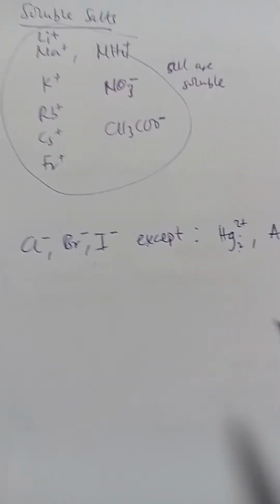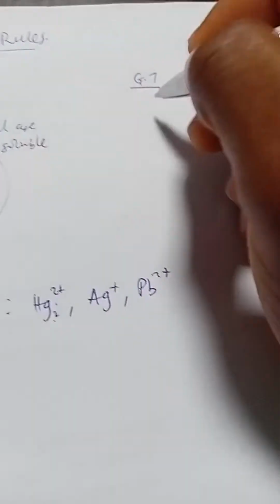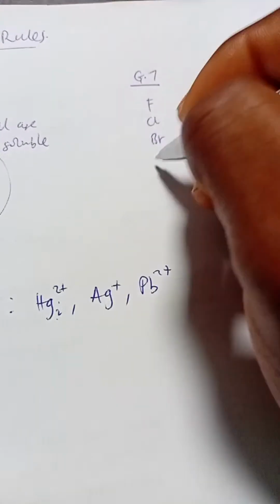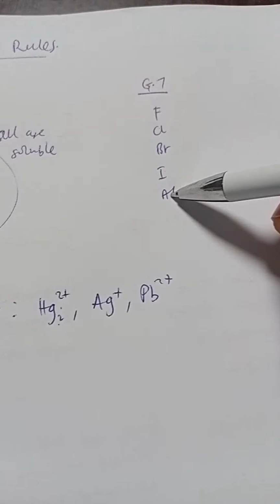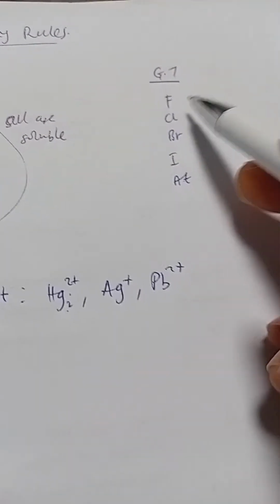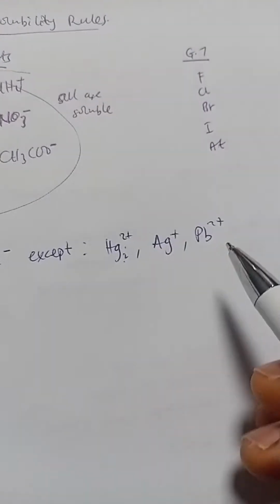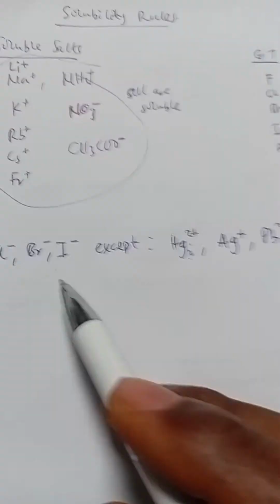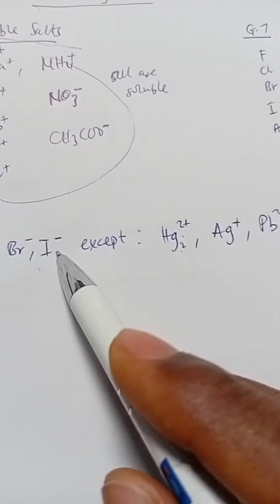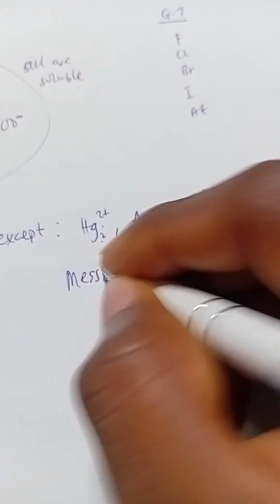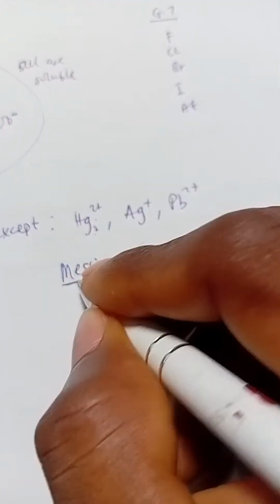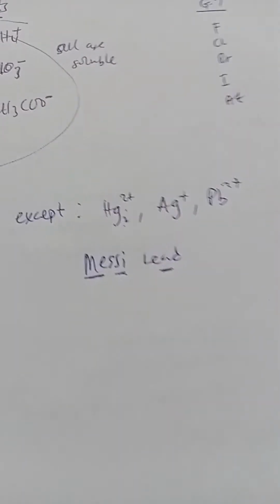So this is what you used to know. Remember when I was doing a video on the halogens, the group 7 elements: fluorine, chlorine, bromine, iodine, and astatine. I said FC Barcelona in Accra. And then you know that Messi used to play for Barcelona. So this is how I kept it. All Cl-, Br-, and I- are soluble except Messi lead. So this is for mercury, this for silver, and this is for lead.